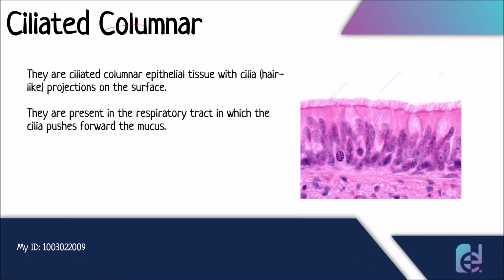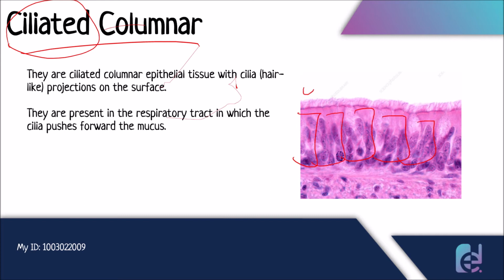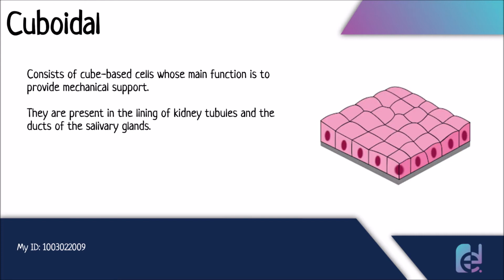Next up we have ciliated columnar epithelial tissues. You might know what ciliated means in biology. Ciliated means hair-like structures. As you can see, these are all individual columnar epithelial tissues. However, on the top you can see these hair-like structures. This is what ciliated columnar tissue is, and they're present in the respiratory tract mainly, in which these cilia help to push forward the mucus present in our nostrils, for example.